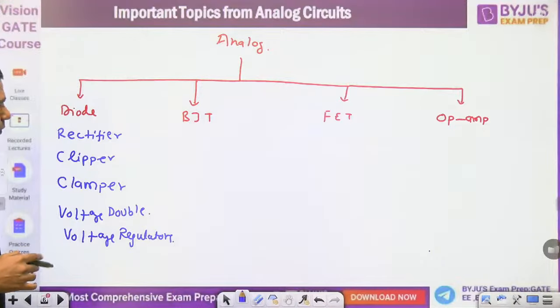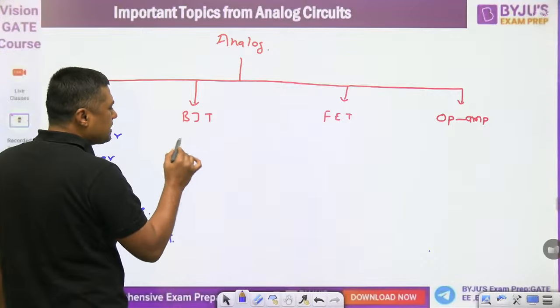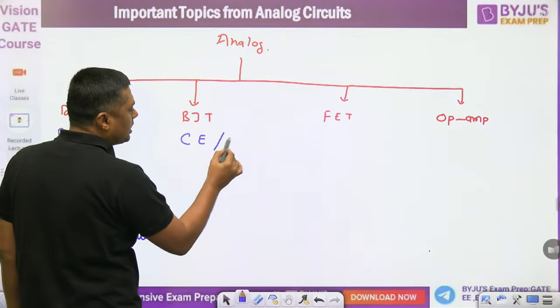Now the BJT. BJT means bipolar junction transistor. Know the basic difference between the common emitter, common collector and common base.